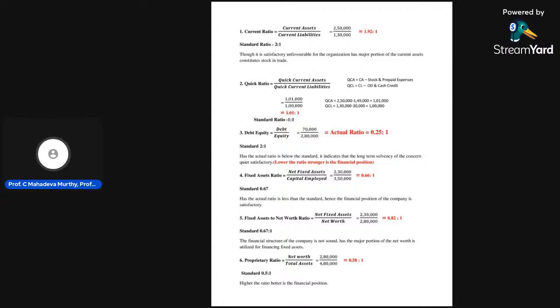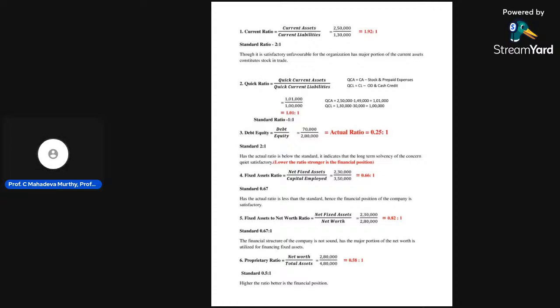See the position statement. Total assets are also there. Here net worth is 2,80,000. Net worth is nothing but equity, 2,80,000. Total assets are 4,80,000. 2,80,000 divided by 4,80,000 is equal to 0.58 is to 1. The standard is 0.5 is to 1.